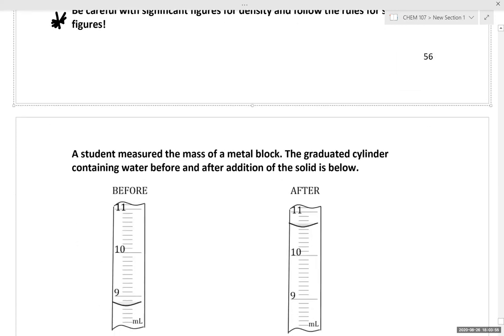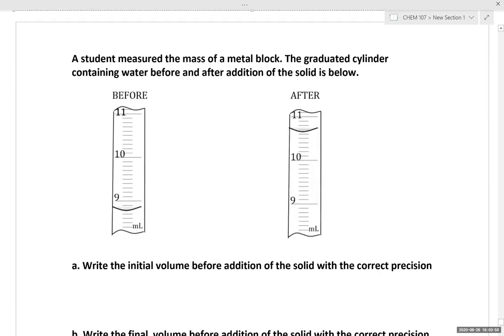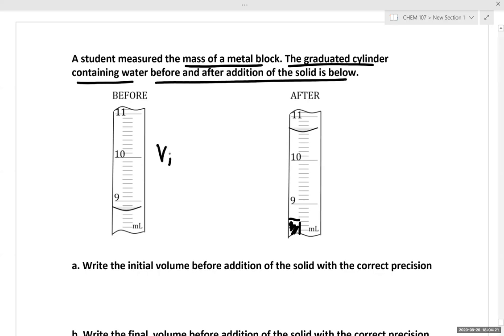So let's look at an example. A student measured the mass of a metal block, and they also measured the volume via water displacement. So we are looking at the graduated cylinder containing water before and after addition of our solid. I'm just going to draw the solid in. So the first order of business is to record our initial volume. So would someone like to provide me an initial volume reading following sig fig rules? What would our initial volume look like?